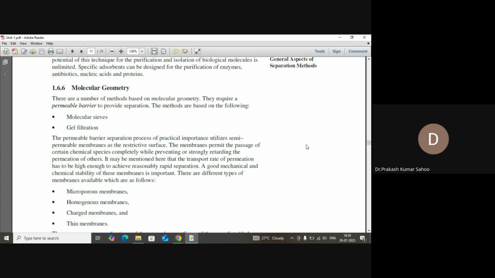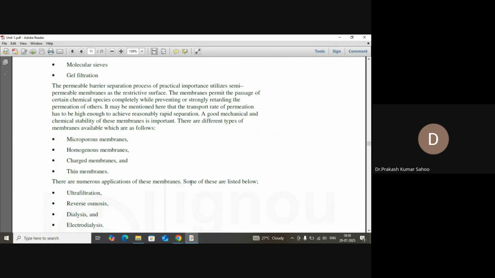Then molecular geometry, as already pointed out, depending on the size of the molecule, we have different types of separation methods. There are a number of methods based on molecular geometry. They require a permeable barrier to provide separation. The methods may be molecular sieve or gel filtration, and we have the membranes, that is microporous membrane, homogeneous membrane, charged membrane, and thin membrane.